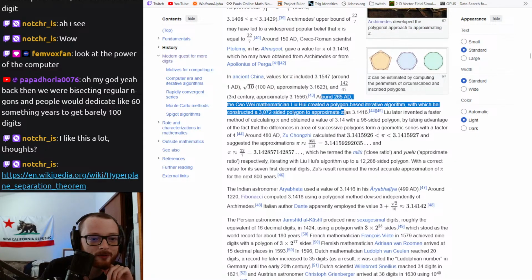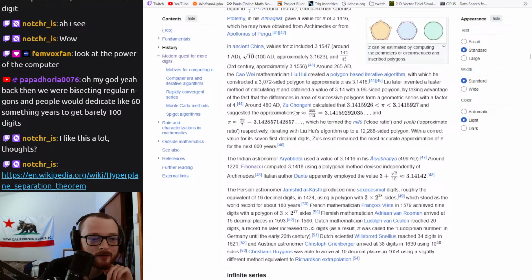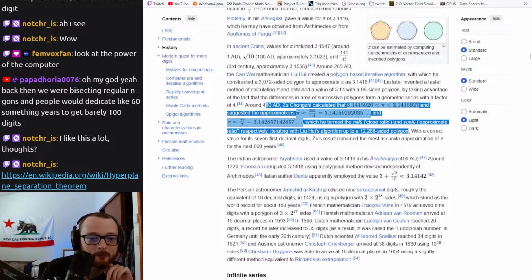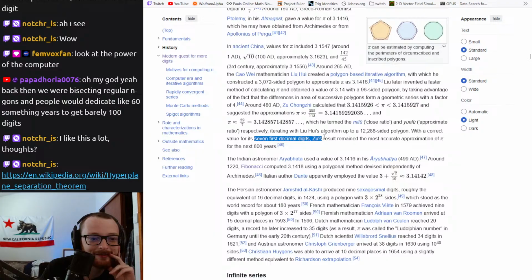265 AD. Zhu Chongzi, this is the person who I was thinking of. So it's not as early as I thought. 480 AD. First, only 7 decimal digits for the next 800 years. So wait, okay, 480 AD.